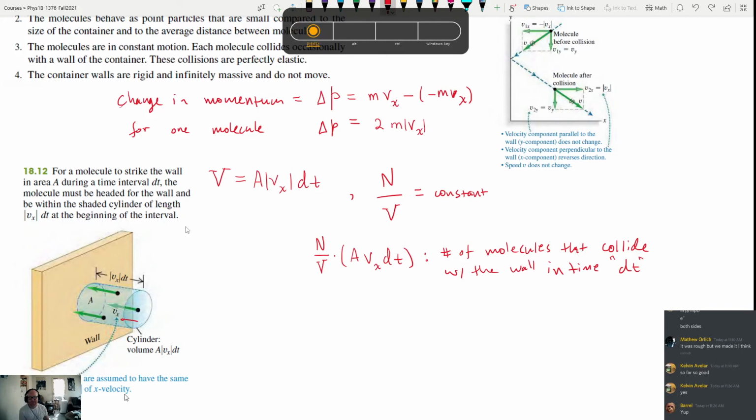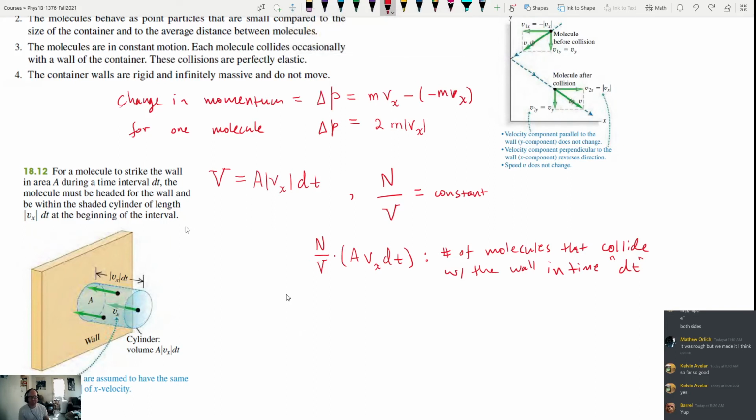So if some of the molecules are moving that way and some are moving the other way, and we assume it's a perfectly random distribution, then you really just have to divide this by 2. Half of the molecules in the volume are going to have an x component this way, and half are going to have an x component this way, and you can only have left or right for the x component, right? It can't be angled. So that will be the number of molecules that will collide with the wall in a time dt.